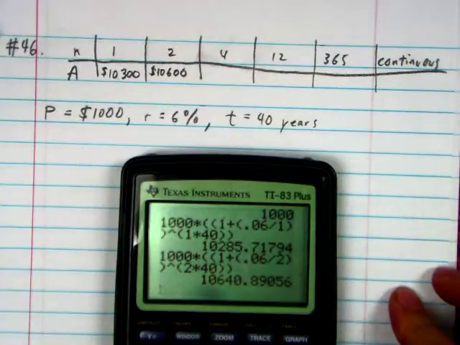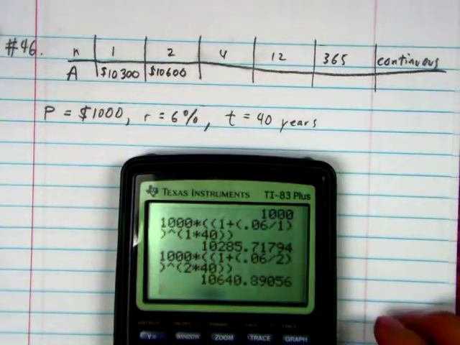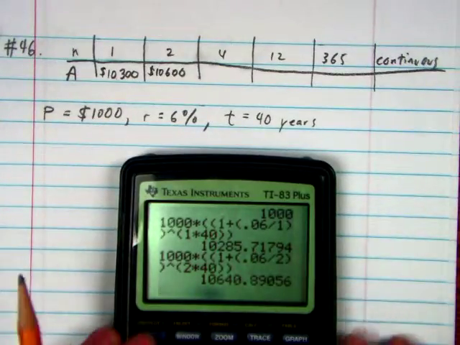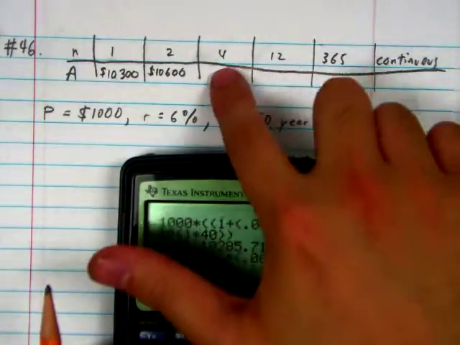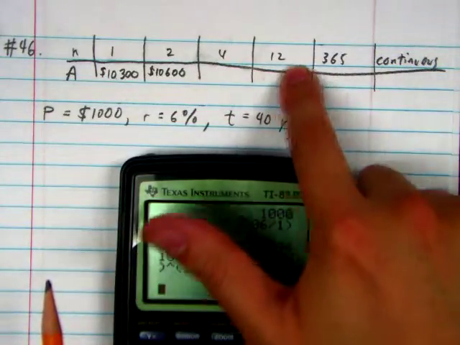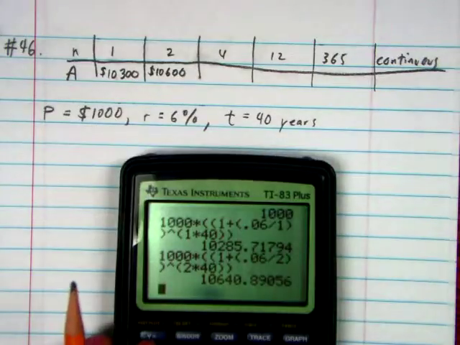Okay, let's do it for 4. Let's do it for 12, 365. So that would be like quarterly, monthly, daily, and continuous. That's why they picked those different numbers. So let's do 4.